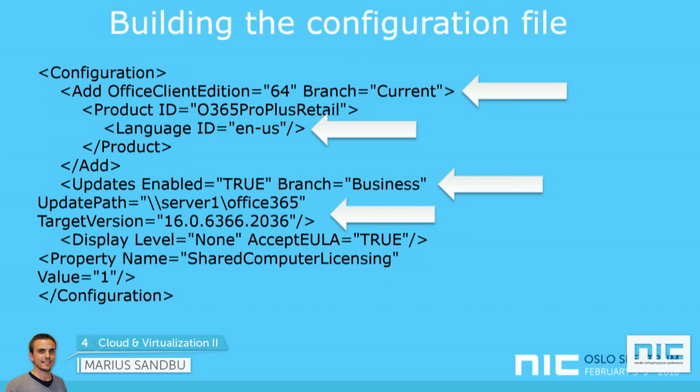So let's say I want to do an update. I download the latest version of Office, and I update the configuration XML file to the latest version on the target version ID, and I deploy it. It's going to fetch the latest version from the network share and deploy it. And of course, the most important part, shared computer support licensing value equals 1, which basically allows us to run it in a shared computer environment.